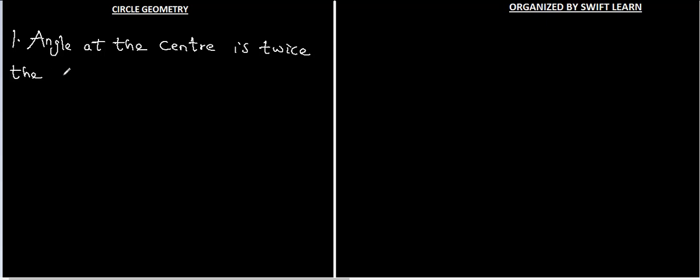So the first law of circle geometry tells us that the angle at the center is twice the angle at the circumference. I'll write it here. Angle at the center is twice the angle at the circumference.